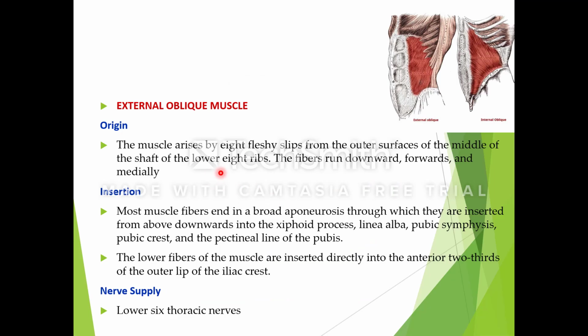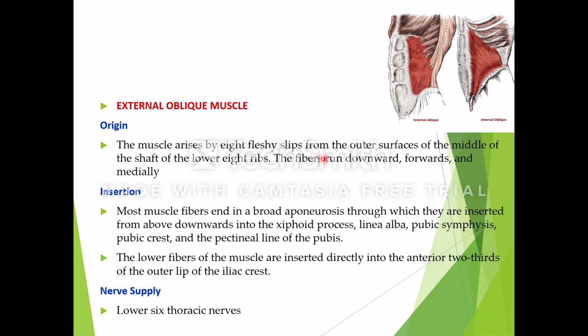External oblique muscle arises by 8 fleshy slips. See here, it will arise from the 8 fleshy slips from the outer surface of the middle of the shaft of the lower 8 ribs. You can see the lower 8 ribs here. From the middle of the shaft of those lower 8 ribs and from their outer surfaces, 8 fleshy slips will arise. This 8 is very important. The outer surface is very important. We have to remember that they are originating from the outer surface of the middle of the shaft. This middle is very important, and the lower 8 ribs. So there are many important points which you have to remember here.